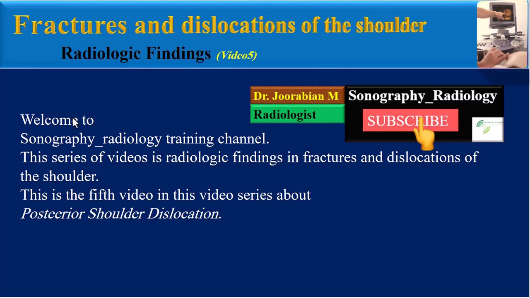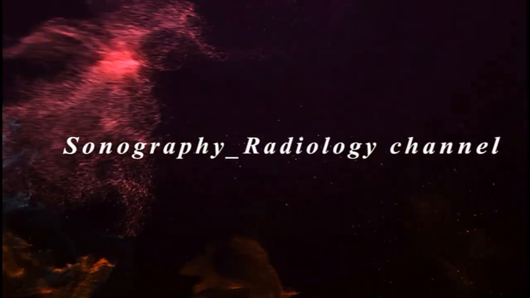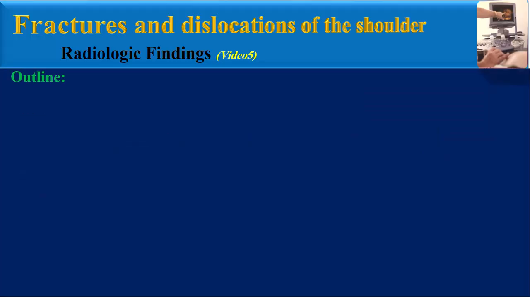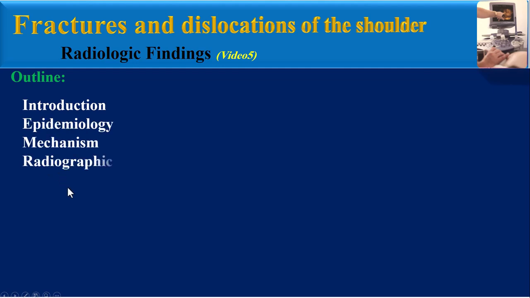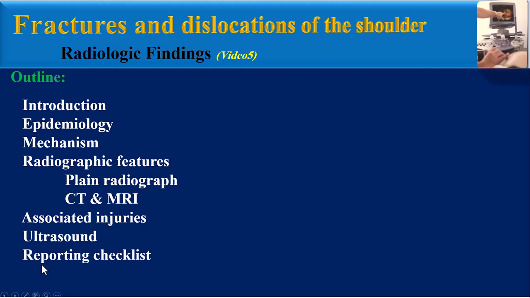This series of videos is radiologic findings in fracture and dislocation of the shoulder. This is the fifth video in this video series with title of Posterior Shoulder Dislocation. The outline of this presentation include introduction, epidemiology, mechanism, radiologic features including plain radiograph, CT and MRI, associated injuries, ultrasound, reporting checklist, treatment and prognosis.